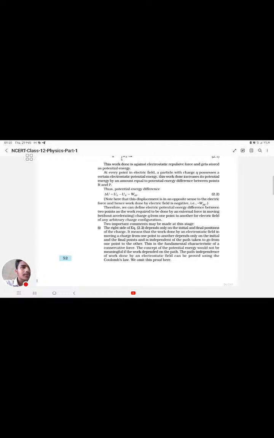Okay, and hence work done by the electric field is negative. Okay, fine. So therefore we can define electrostatic potential energy difference between 2 points as the work done required to be done by an external force in moving, without accelerating, a charge q from one point to another for the electric field of an arbitrary charge configuration. So how are we defining electrostatic potential energy of a system?